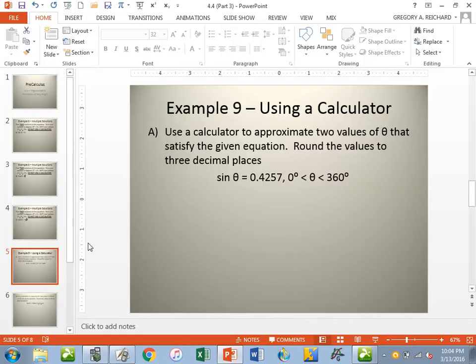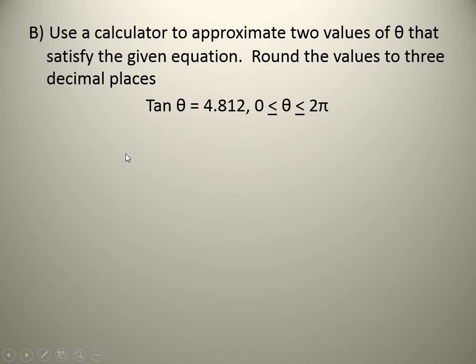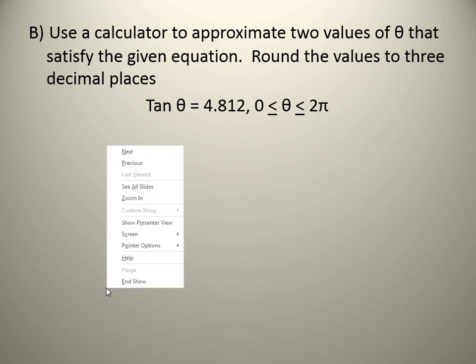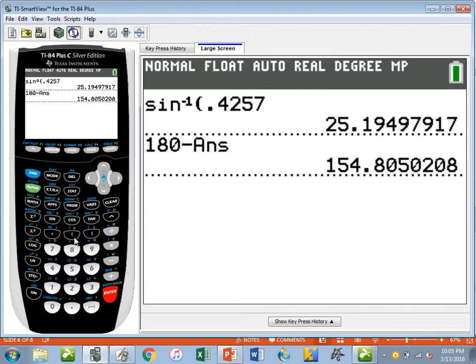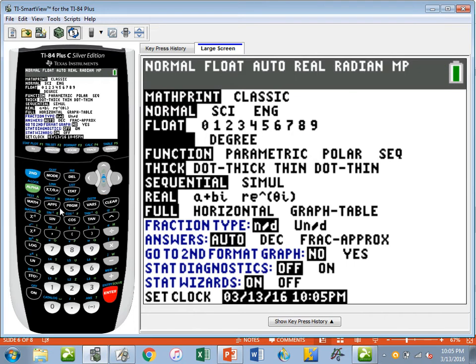For part B, I have the tangent of theta equals 4.812, and notice we're talking about finding the two solutions that are in radians. So with this one here, what I want to do first with my calculator is turn this back into radian mode. So let me come down to here. I'm going to put this in radian mode.